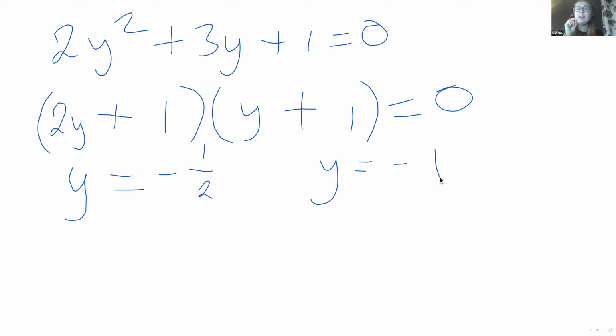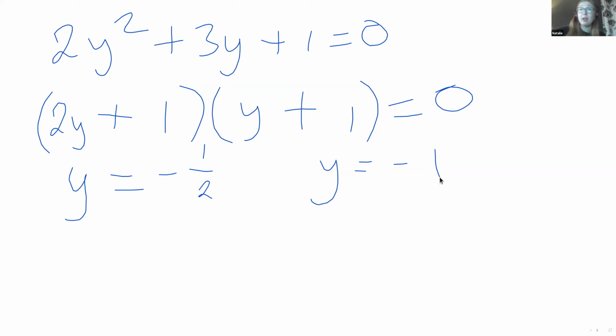And here is the bit where people lose their marks. You have found y. It has been a slog. You have managed to solve the quadratic. Do not forget to go back and substitute that into the original equation to find x. And if you're going to do that, substitute into the linear one. Don't substitute back into the quadratic.